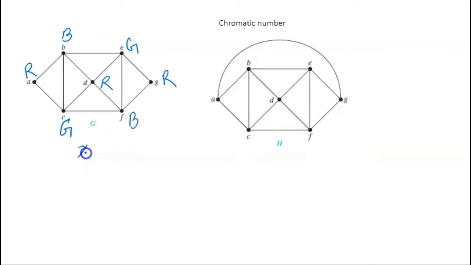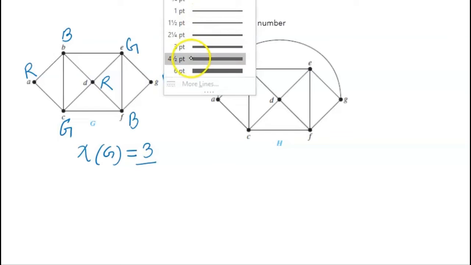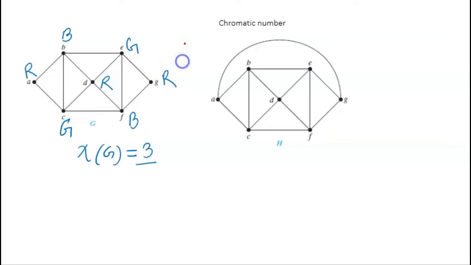We required 3 colors. So what is the chromatic number, chi G, for this graph? So chi G, this graph is G, is equal to 3, because we require a minimum of 3 colors to color this graph. Okay. Now let us take another example, and in this example we are going to find the chromatic number of the graph H.